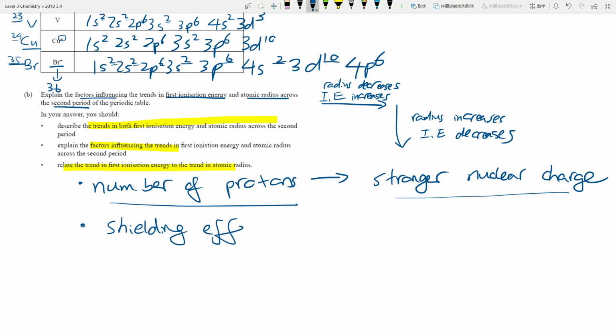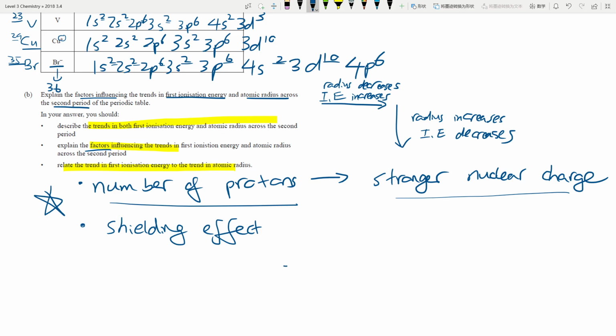Okay, so these are the two factors that you need to consider. So when they say explain the factors influencing the trend, these are the two things that we are looking at. Okay, so I'm just going to verbally explain this because we have a lot of answers underneath. Let's see if this makes sense.